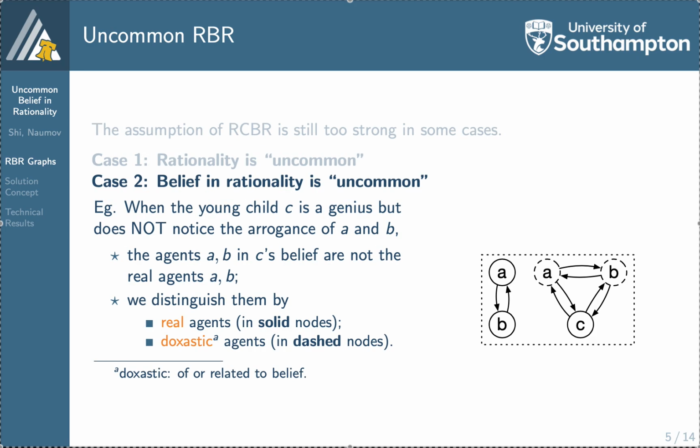Notice that in this case, child C has a wrong belief about the beliefs of A and B, so the agents A and B in C's belief are not the real A and B. In this diagram, we use the solid nodes to represent the real agents A and B, and the dashed nodes to represent the disguised agents A and B in C's belief.